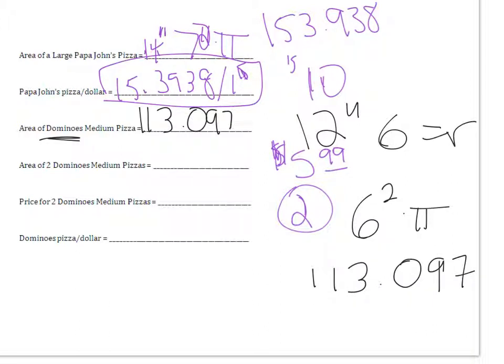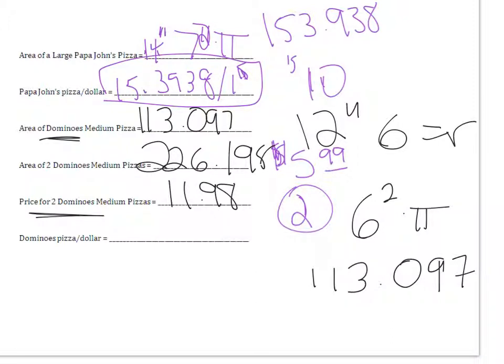So the area of the pizza is going to be 113.097. So 2 of those, because you have to order at least 2, is going to be 226.195. Okay, so the price is going to be $5.99 times 2. So the price is going to be $11.98. All right, so now the Domino's pizza, the dollar is going to be that.